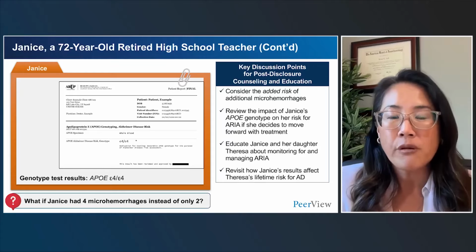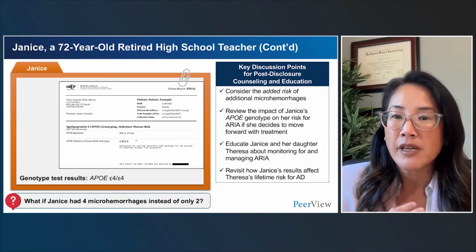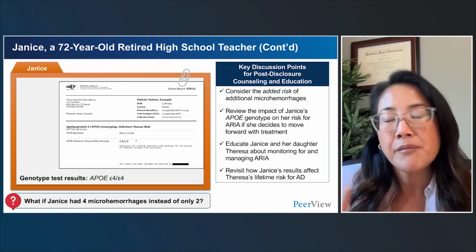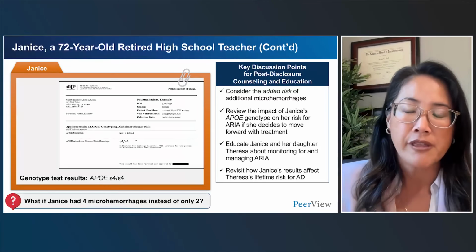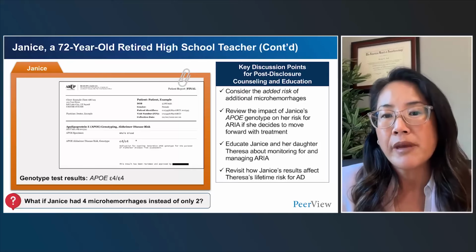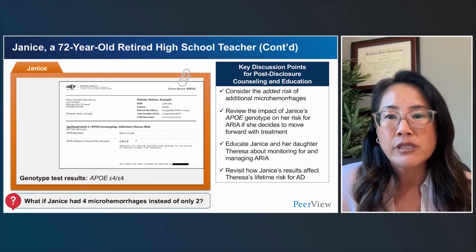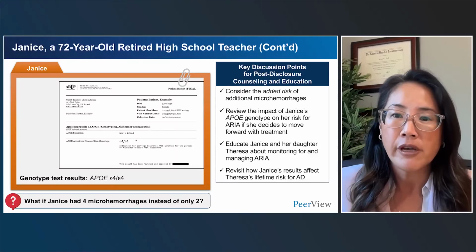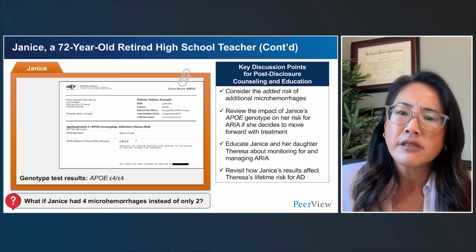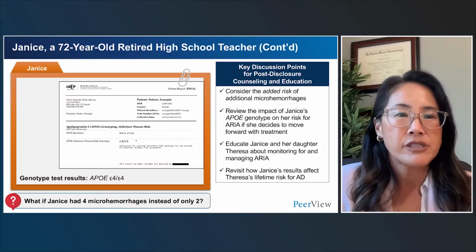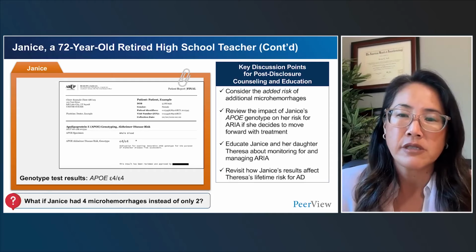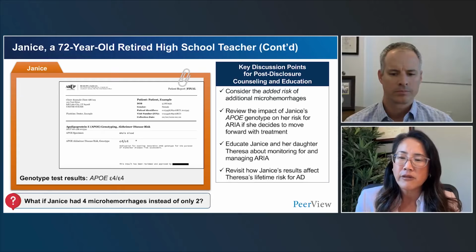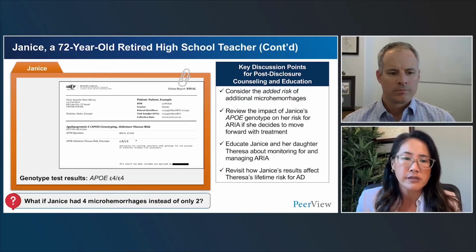If she has 4 microhemorrhages, this may be even greater risk, and maybe even some centers may not prescribe the amyloid-targeting therapies for her. We want to make sure we educate Janice and Teresa about monitoring for ARIA, and then revisit how these results may impact Teresa's lifetime risk for Alzheimer's disease. Anything else, Dr. Music, that we should make sure we discuss?